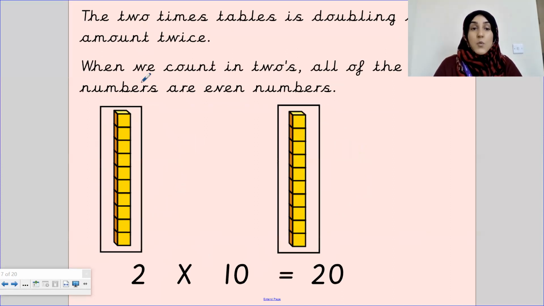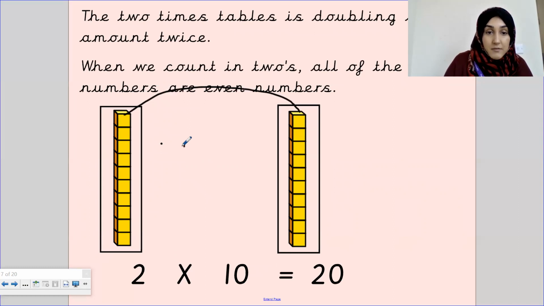How about this one? We've got 1 10 stick in one group. And if we double that, so that's double. I'm going to write double here. Let's see if my pen can write it really nice and neat.